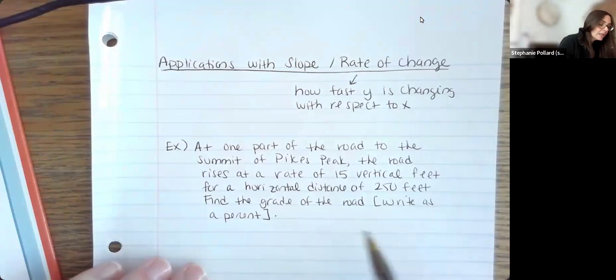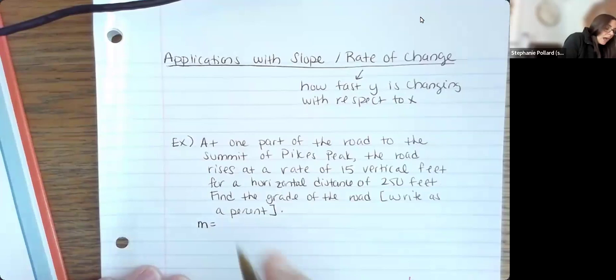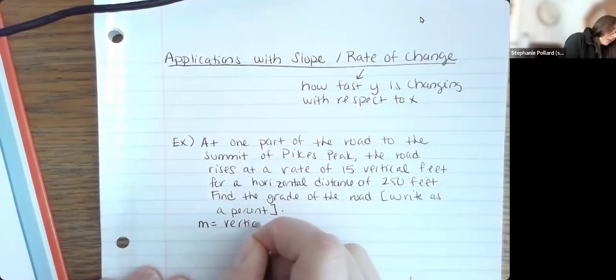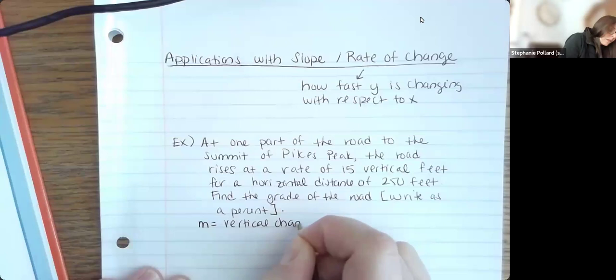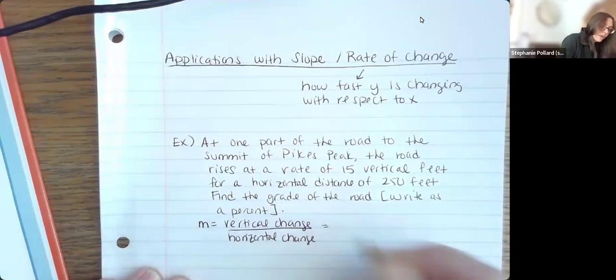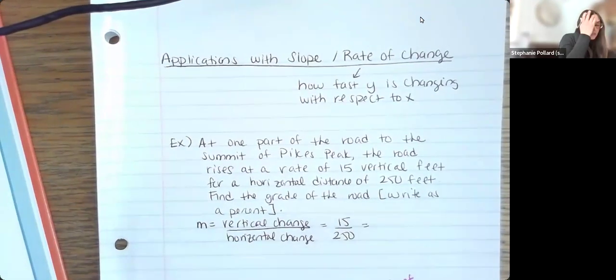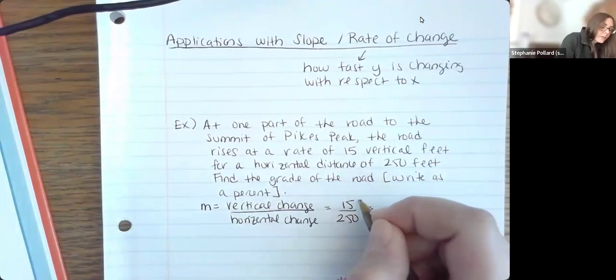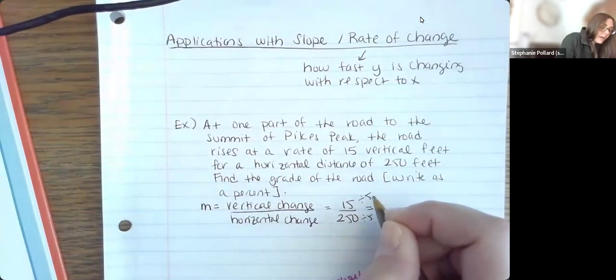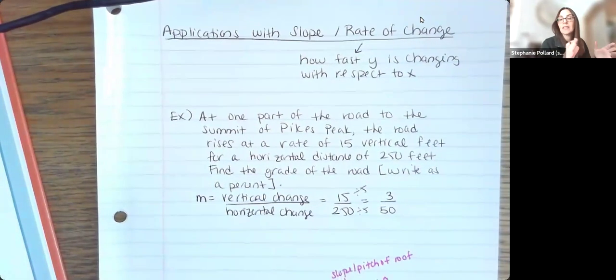Now, we have lots of formulas for slope, but the one that works really best for applications is just the basic idea of vertical change to horizontal change. So in this case, my vertical change is 15 feet and my horizontal change is 250 feet. Now you would still want to simplify that fraction. So I can divide these both by 5. So I would have a 3 on top and a 50 on bottom. So in slope form, this is 3 to 50.